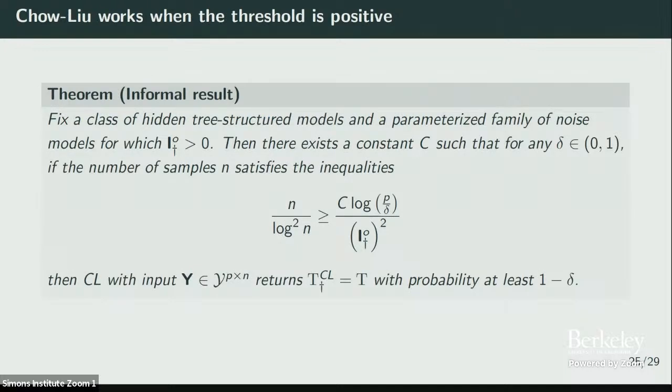So here's a result. If we fix a class of underlying models for X, and then we have some parameterized family of noise variables, then we can find a constant such that the sample complexity is like log p, which is what you want. The delta is the failure probability, but it's also 1 over the information threshold squared. This holds when the information threshold is positive, and this quantity is a function of the distributions of the y's.